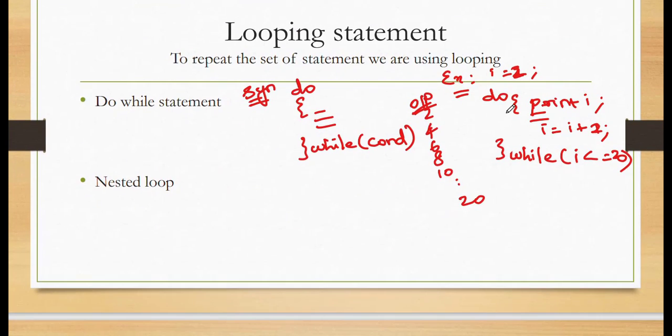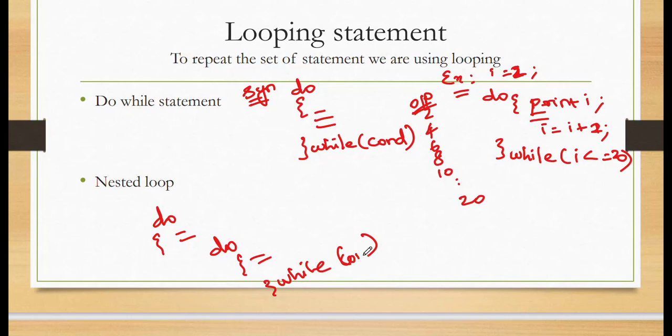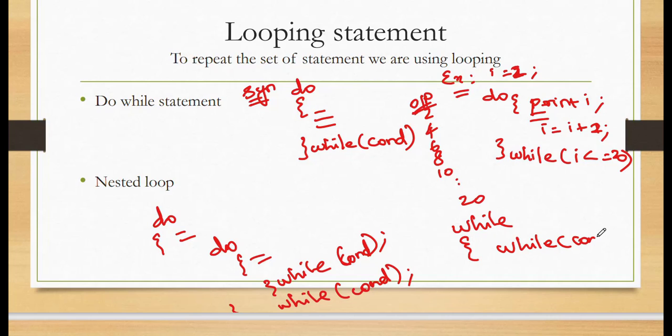The next one is called a nested loop. Whenever you have a particular loop inside another loop, it is called a nested loop. The structure is the same: do, and if you have another do while loop inside the do while loop, then it is called a nested loop. If you have a while inside another while condition, then it is called a nested while loop.